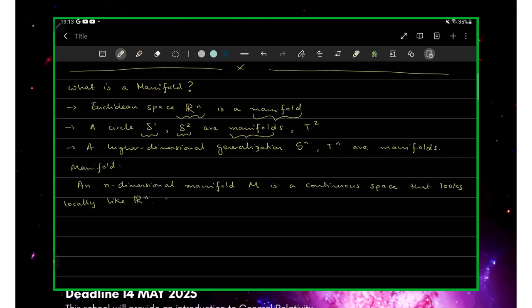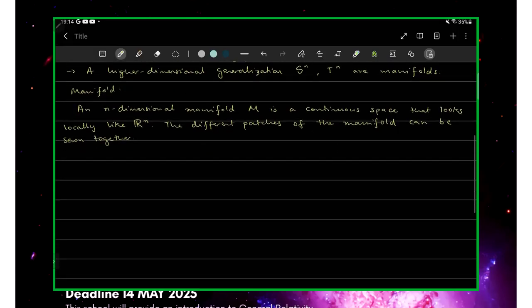Now, the different patches of the manifold can be sewn together. Okay, so now maybe a lot of these terms are abstract as of now.